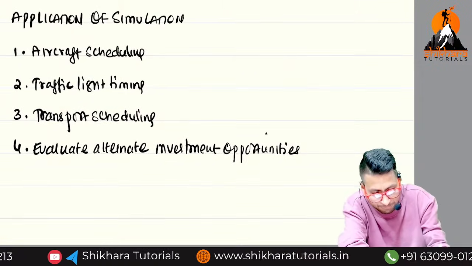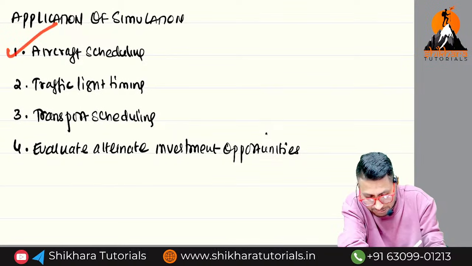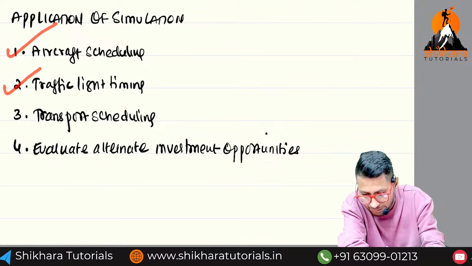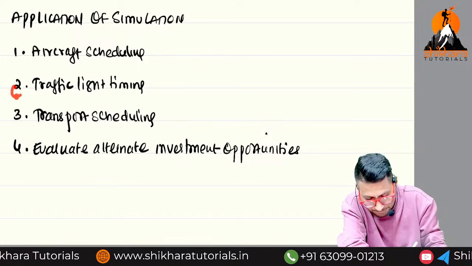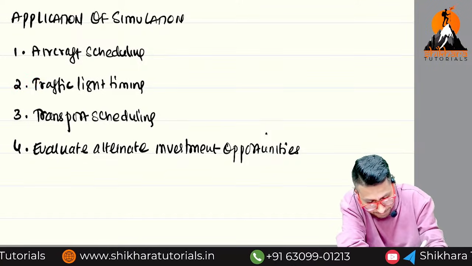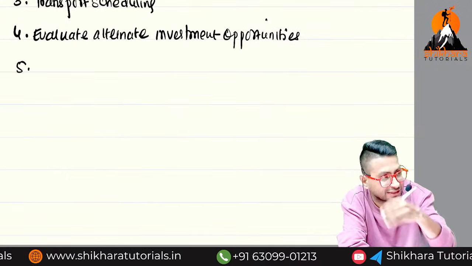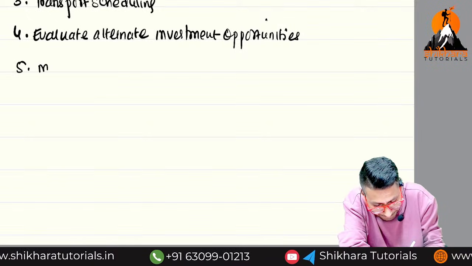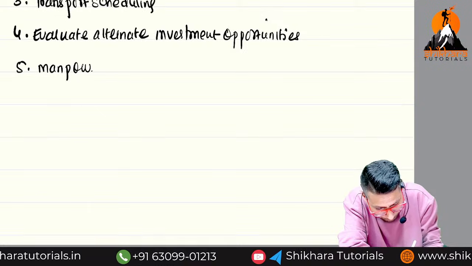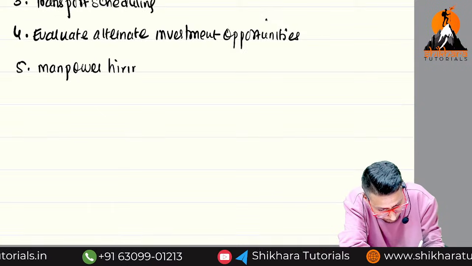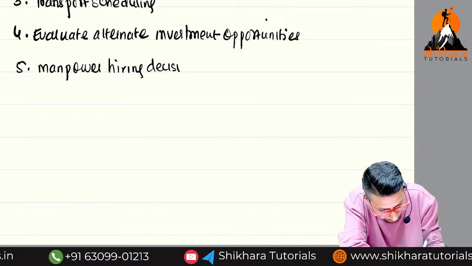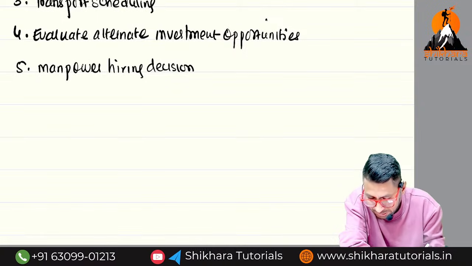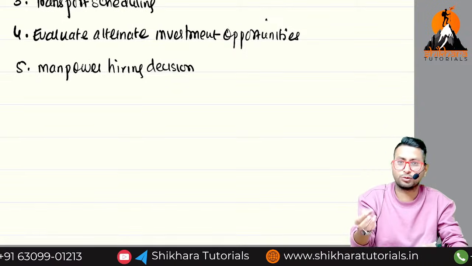Simple. What is example number 1? Example number 2? Example number 3? Example number 4? Example number 5, we have already seen this. Only 7 examples are there. Manpower hiring decisions. I hope you know, right?